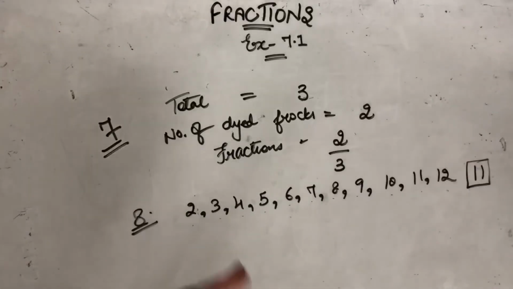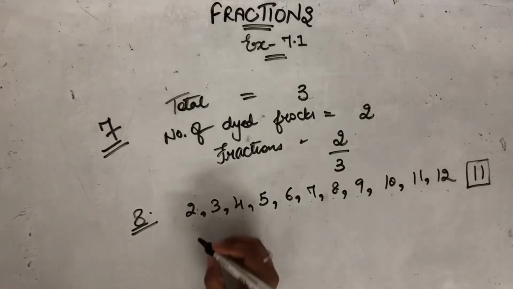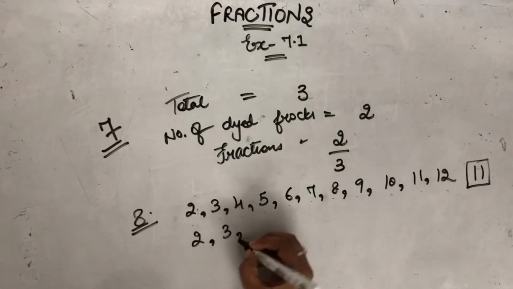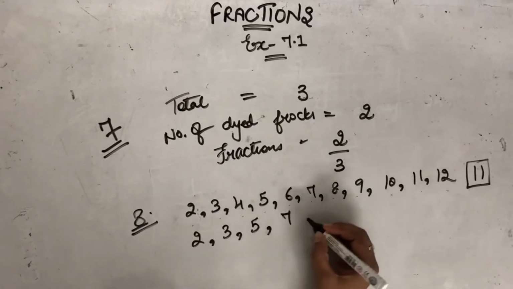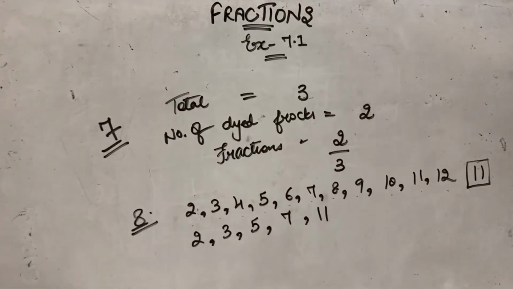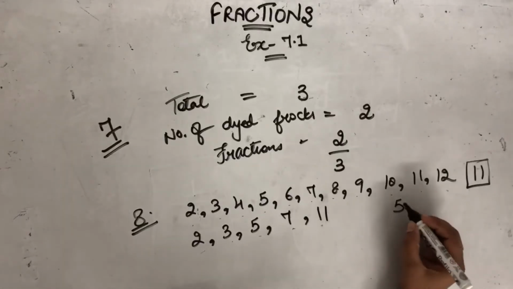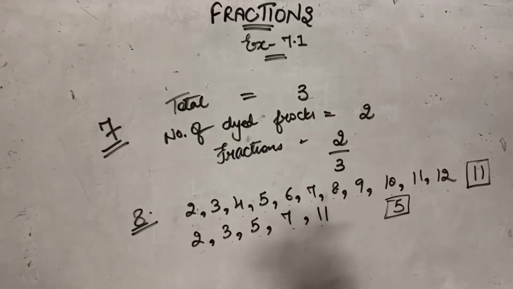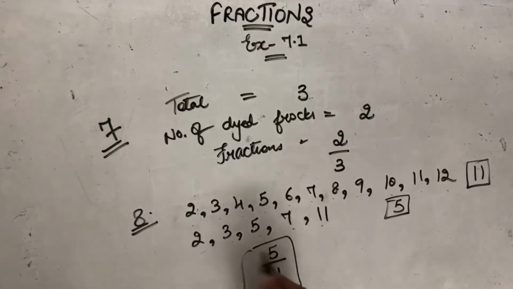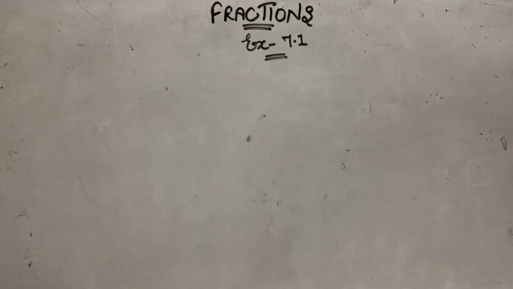Now you have to find out prime numbers from them. So prime numbers will be 2, 3, 5, 7, 11. So how many prime numbers are there? 1, 2, 3, 4, 5. So you have to write the fraction. So fraction will be 5 upon 11. 9th and 10th question you will do yourself.